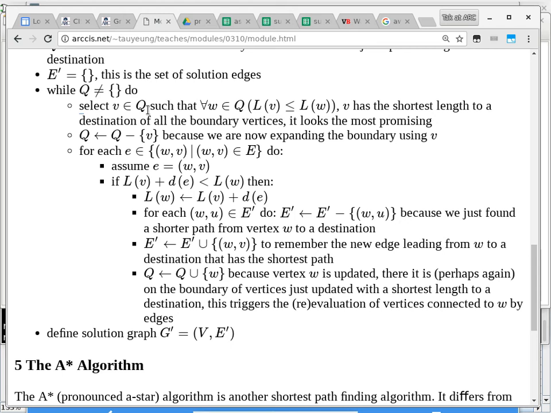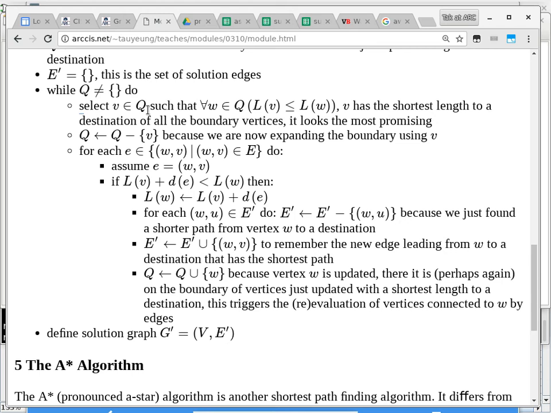We are picking one element in Q such that, okay, let me see if you guys know how to read this. What is the easiest way to describe this statement here? For all W in Q, L of V is less than or equal to L of W. What is that saying? Not zero, because at this time we don't know whether there's zeros or not. Yes, exactly, that is what it means.